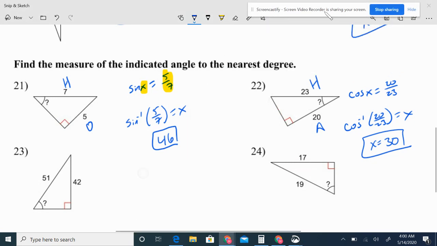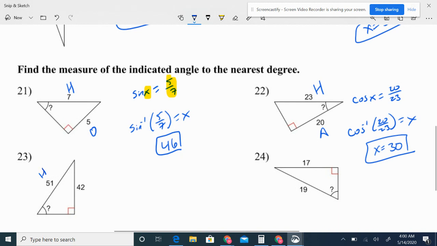Let me label the sides that I have. I have the hypotenuse and I have the opposite. Therefore, I'm going to be dealing with sine. So I have that sine of x is equal to 42 over 51. So I have that sine inverse of 42 over 51 is equal to x.